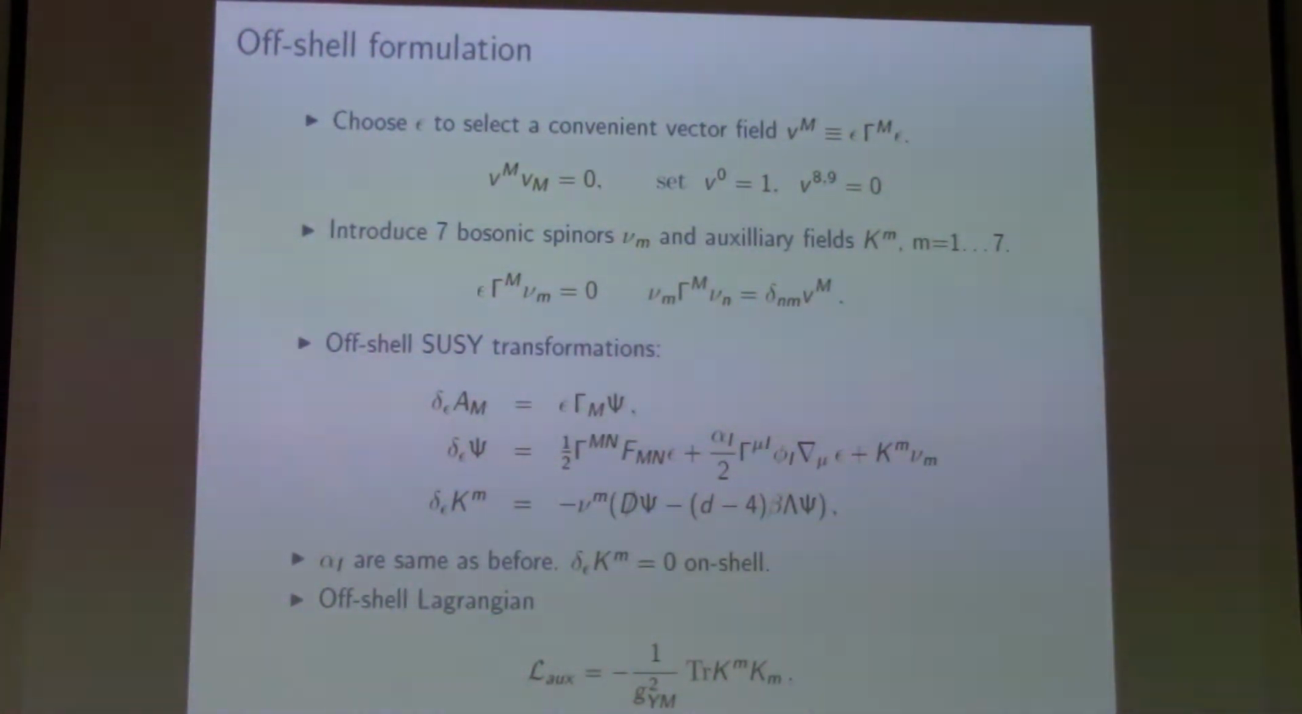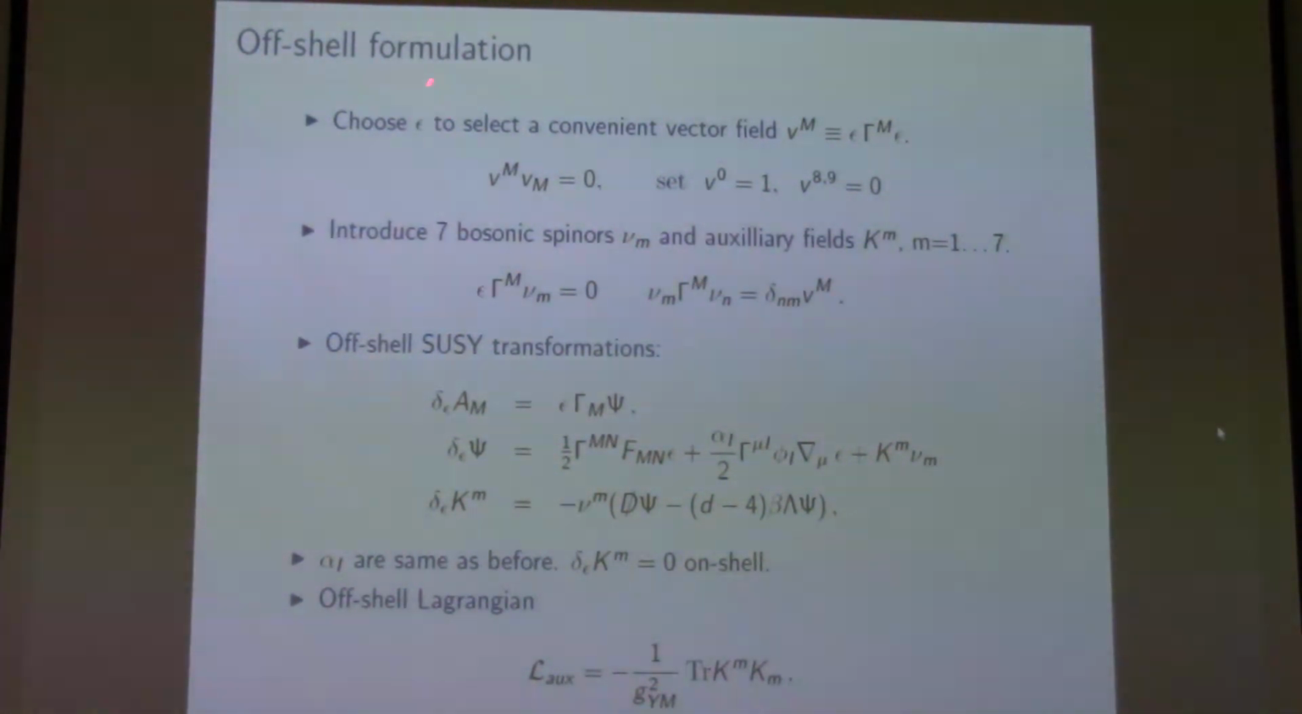It's convenient to choose this vector such that the 8 and 9 components are equal to 0. To go off shell, what you normally need is auxiliary fields. So we're going to have auxiliary fields K_m, 7 of them, where m runs from 1 to 7. We're also going to introduce 7 more spinors, nu_m.